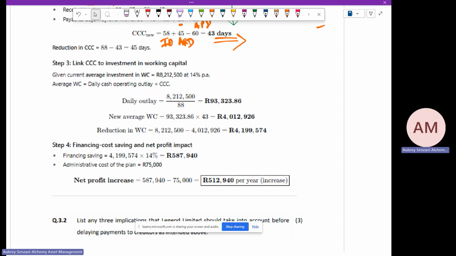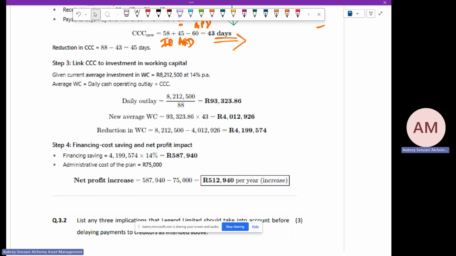Cool. So already you can see we're saving in terms of our investment. We've got 8 million and some change minus 4 million and some change, and we have about 4,200,000 that we are then investing in our working capital. But now, remember, they asked us what? Is there an increase or decrease in what? Profit. So we're not asking you, is there an increase or decrease in your investment? Because remember, investment in working capital affects the balance sheet. It doesn't affect your profit or your loss.